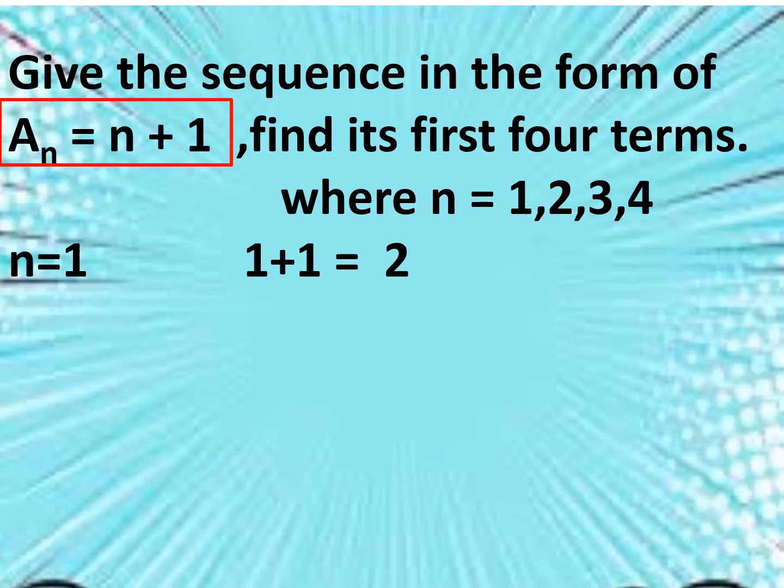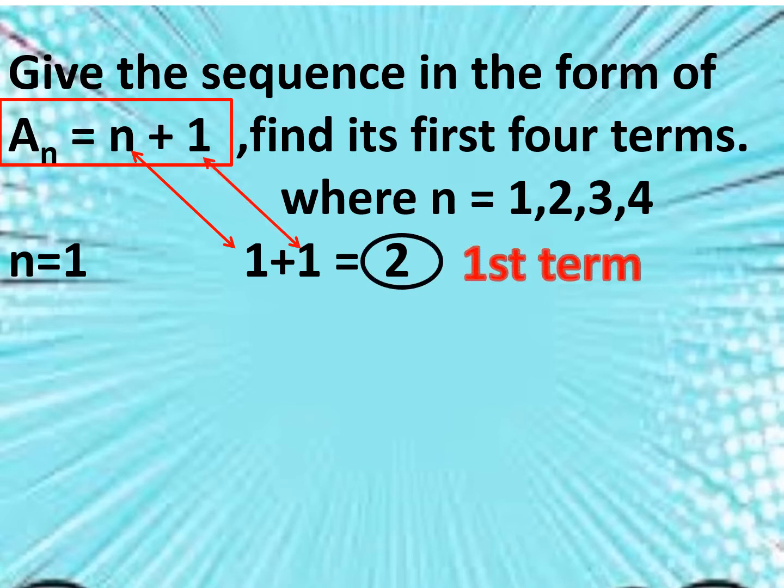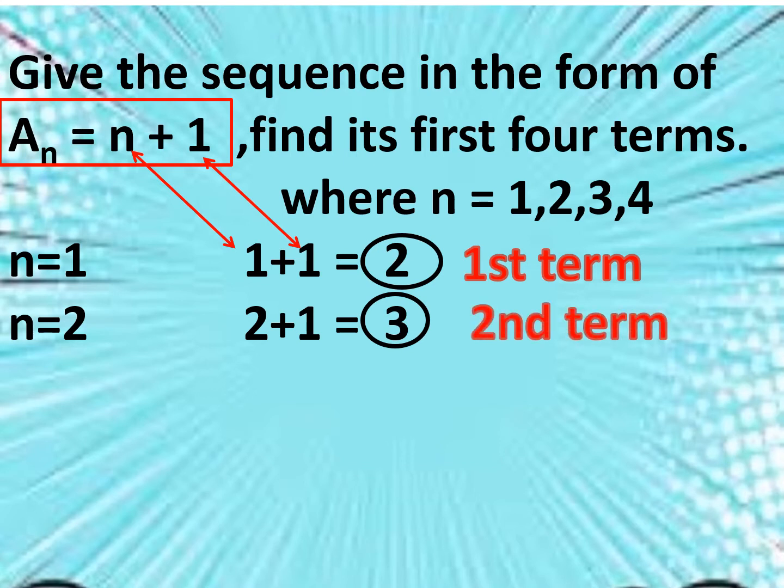Now let us start from n is equal to 1. So just substitute the value of n by 1. So you have 1 plus 1 equals 2. And this is our first term. Now this time n is equal to 2. So 2 plus 1 equals 3. And this is our second term.